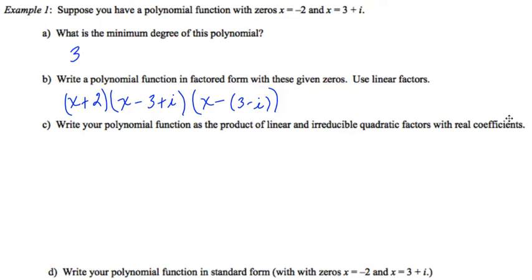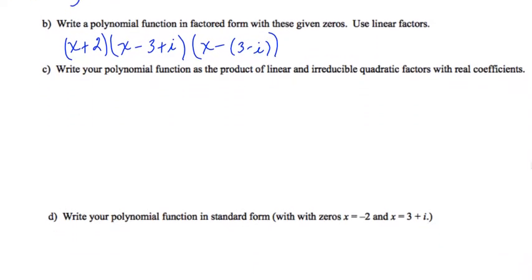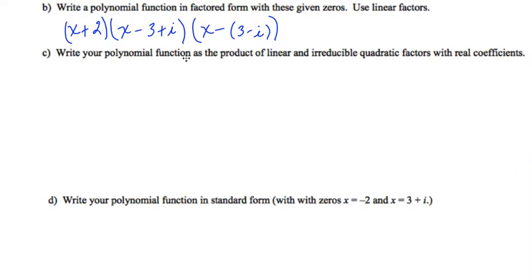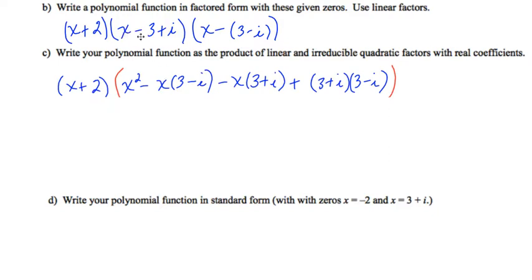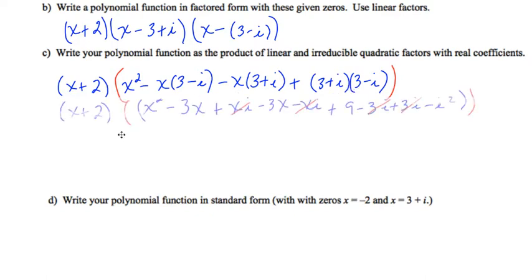Write the polynomial function as the product of linear and irreducible quadratic factors with real coefficients. So here's the part where we're going to be talking about these irreducible quadratic factors. And to do that, we can leave this first term alone. That's already written as a linear factor. But these two we need to use FOIL on and multiply. So I'm going to go ahead and do that. And when we use FOIL on this, our first terms give us x squared. This is our outer, this is our inner term, and then this is the product of our last term. So I just used FOIL on these last two terms. Then I need to distribute and get rid of all of these parentheses and then use FOIL on the last two terms. So here is that result.